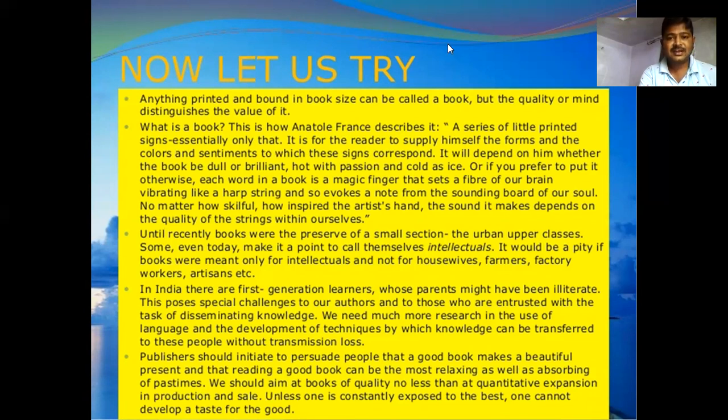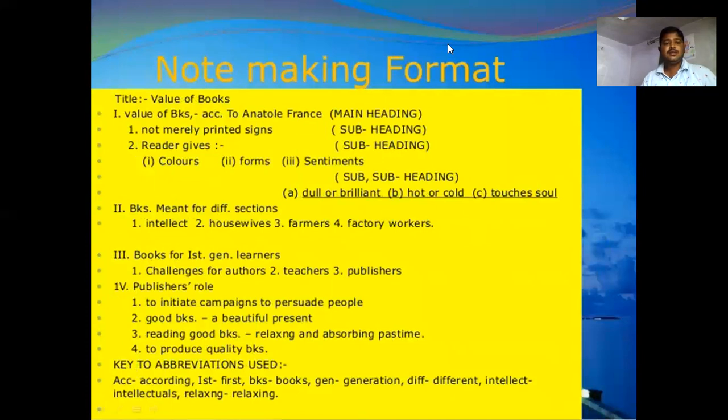So from this paragraph, we try to make notes. The title: it is a paragraph explaining about books. So I put the title like Value of Books, and the first main point about the value of books according to Anatole France. That means France explained the value of books as the main heading, and as a subheading, it is merely printed signs, and for another subheading, reader's response about the colors and forms and sentiments.